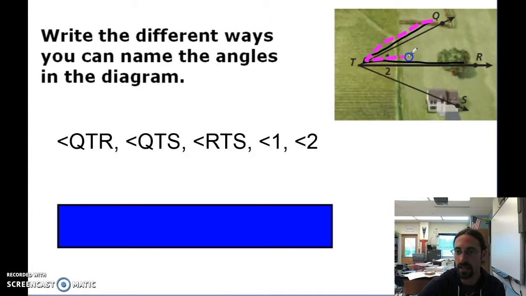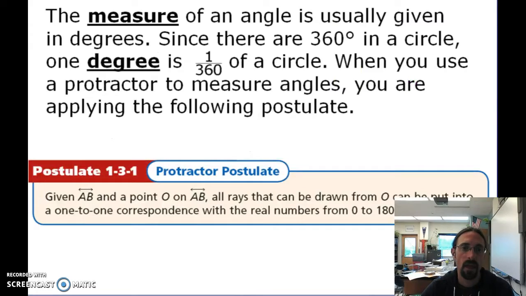QTR. Look at that. Oh man, that's gorgeous. QTS, right? RTS. Oh man, hot pink. I love it. And angle 1 or angle 2. Again, if you said STR, that's fine. You don't have to label it again once you've defined that this is an angle. But when you have numbers, obviously angle numbers are much easier to work with.